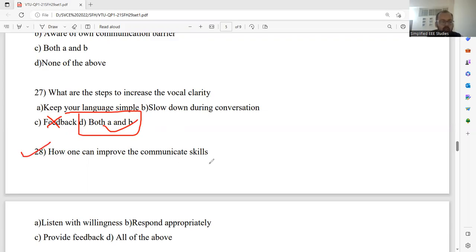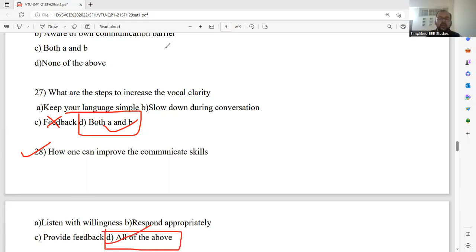Now I would like to go for 28. How can one improve the communication skill? Listen with willingness. That is correct. Respond appropriately. Of course, that is also correct. Provide the feedback, because sometimes I may ask you the question: are you understanding? Can you grasp my class? Whatever I'm explaining, will you be able to follow me? That is called feedback. So that is also one of the major things which we should follow for good communication skill. So for question number 28, all answers are correct only. Now I would like to go for all of the above.